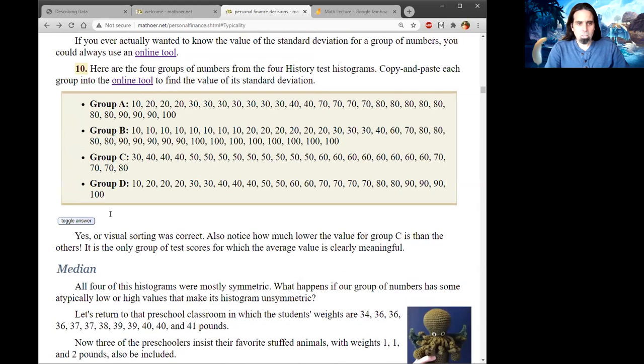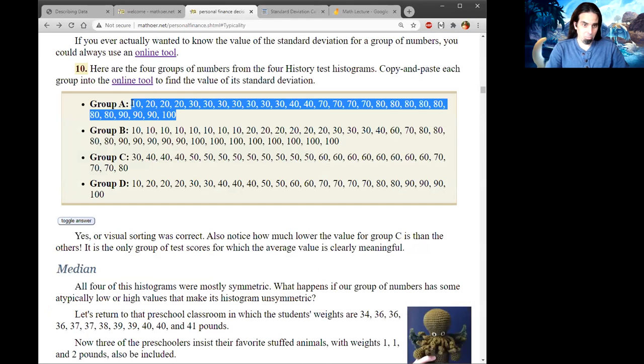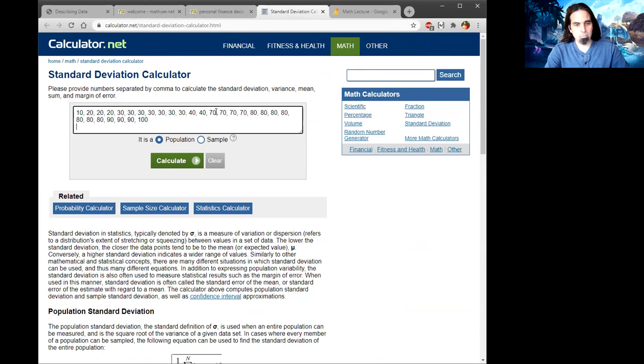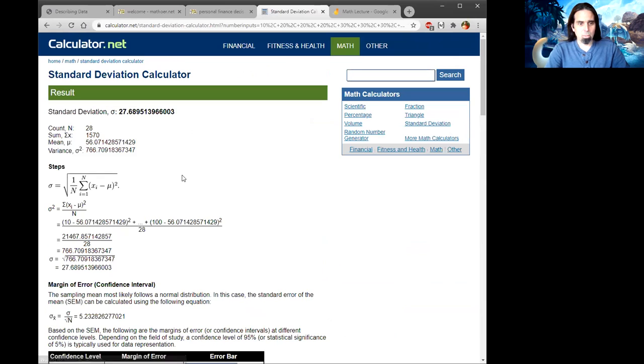There are websites that show you standard deviations. So here's one, right? I can just take a bunch of numbers, copy and paste, stick them in here, and say, there we go, 27.68, blah, blah. And here's the formula you'll worry about later.